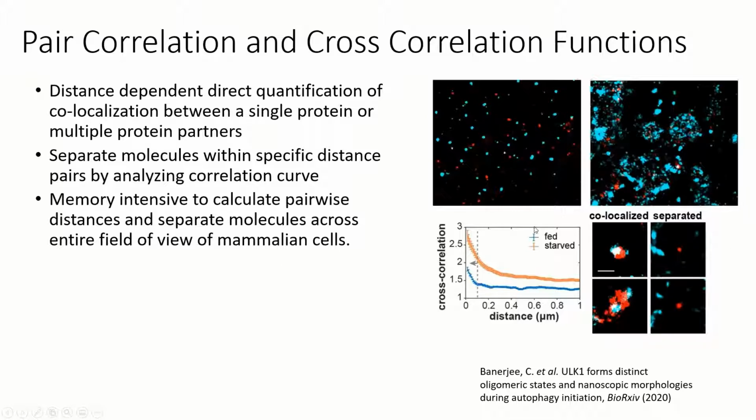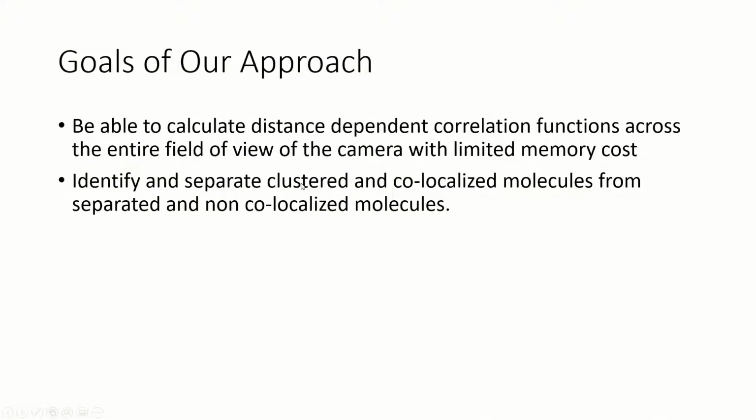But one of the challenges is that calculating these pairwise distances across the entire field of view of mammalian cells is very memory intensive. The goals of our approach are, one, to be able to calculate these distance-dependent correlation functions across the entire field of view of a camera with very limited memory cost. And then we want to use this to identify and separate clustered and co-localized molecules from separated and non-co-localized molecules. Now my colleague Angel will discuss the details of our method.